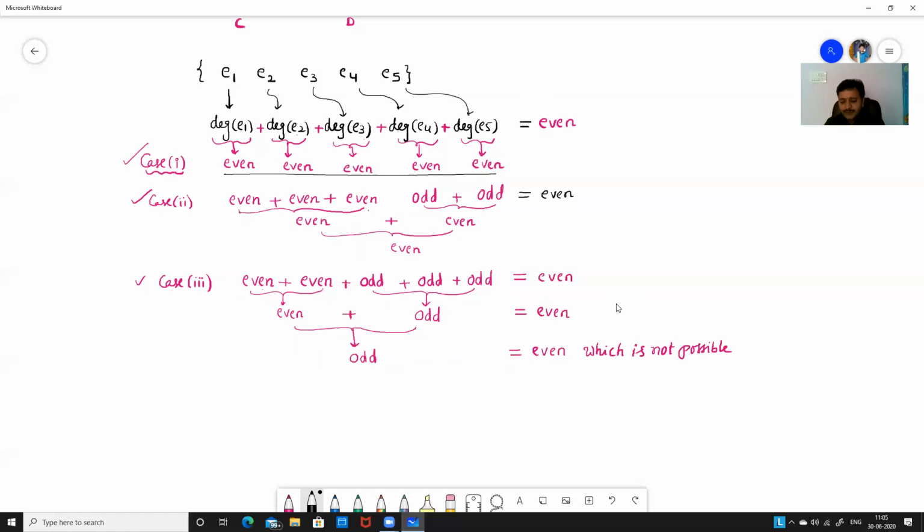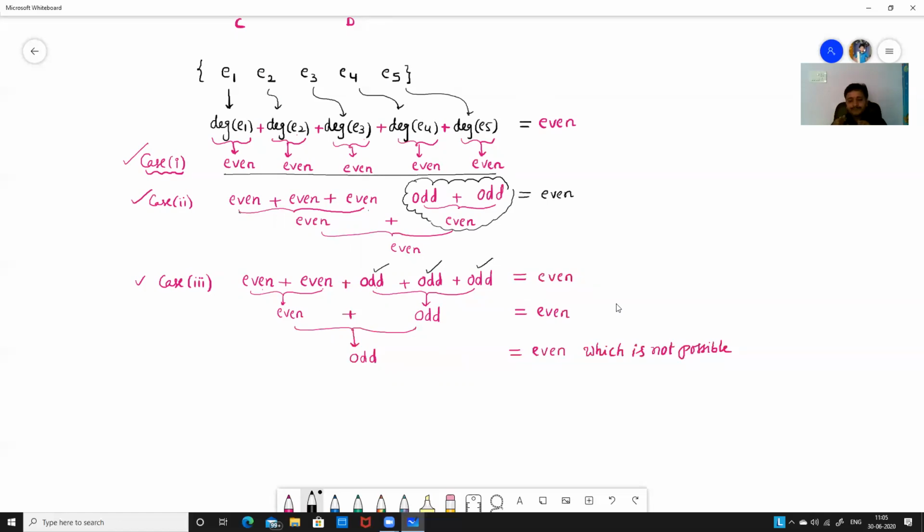In the second case, remember how many odd vertices are there? Please look here. There are 2 odd vertices. 2 means an even number of odd vertices. Therefore, the total result is even. No problem. But if you observe the third case, how many odd vertices? Please count 1, 2, 3. There are 3 odd vertices, which means an odd number of odd vertices. Whenever we have an odd number of odd vertices, it definitely does not match with the sum of degrees of vertices theorem. What does it mean?